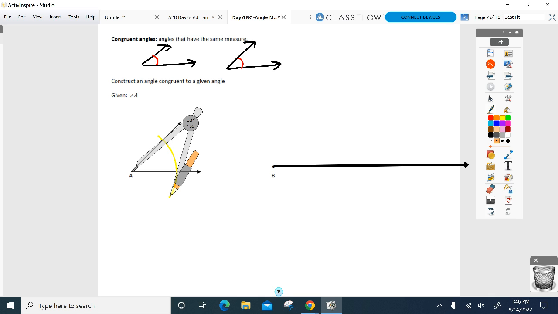Keep your compass the same opening. All right, go over to endpoint B now. You're going to make an arc through the ray that's the same length as you did on angle A. That's all I've done right now: made an arc through angle A and made an arc through this ray here.